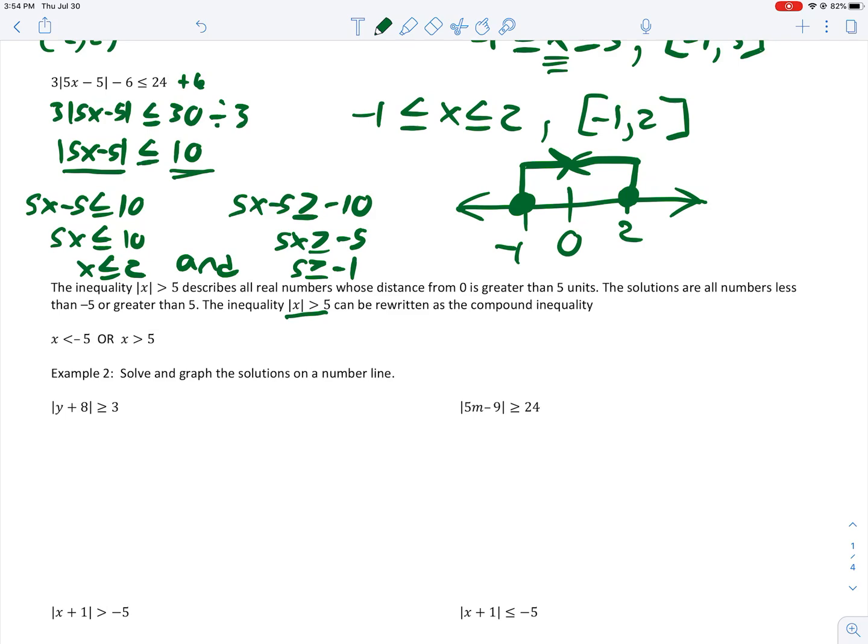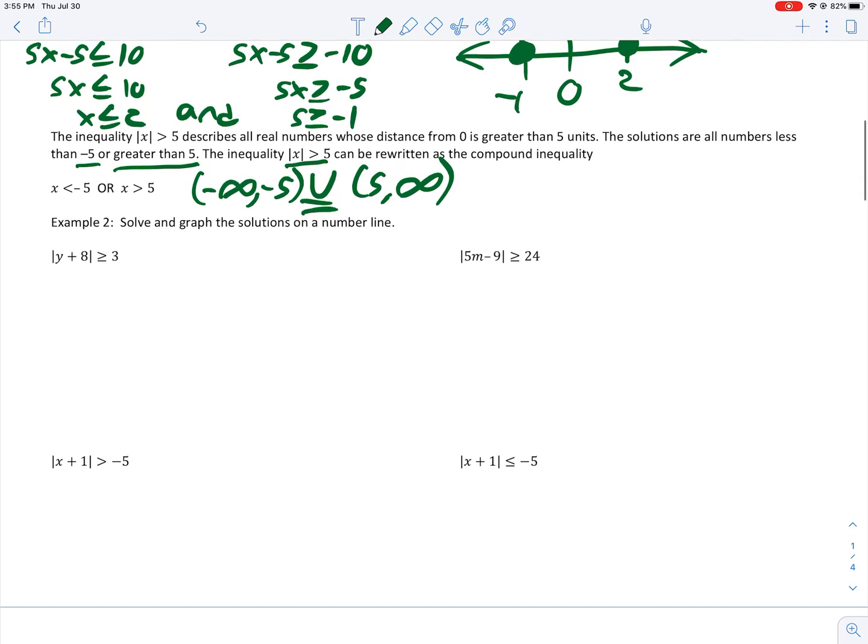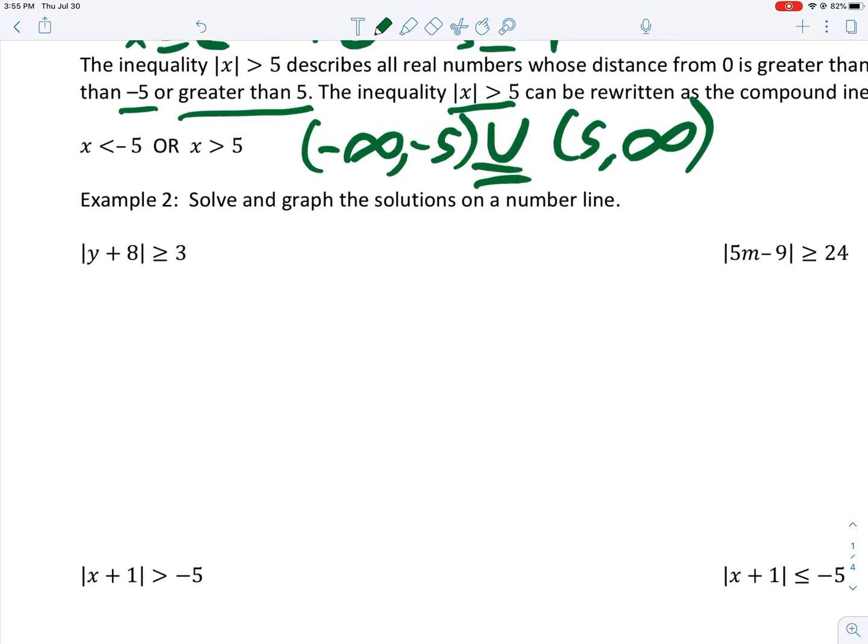Okay, so same idea. The absolute value of x is greater than 5, so that's all the numbers that are less than negative 5 or greater than positive 5. As an interval, that would be negative infinity to negative 5, union 5 to infinity. I need the union because I'm skipping all the numbers in between negative 5 and 5. They're parentheses because we're not including negative 5 and 5.